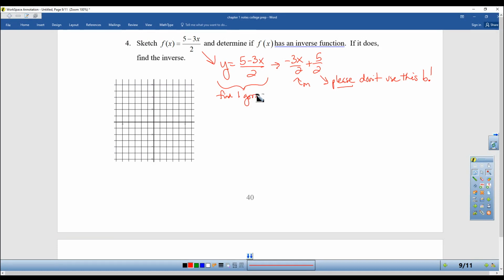find one good point. It might take you just a second. You might think, oh, if I plug in 0, I get 5 over 2. That's not a good point. If I plug in 1, 5 minus 3 is 2. 2 over 2 is 1. There you go. So easy. Always find a good point. And now that I have a good point, now I can do down 3 and over 2, down 3 and over 2, up 3 and back 2, up 3 and back 2.